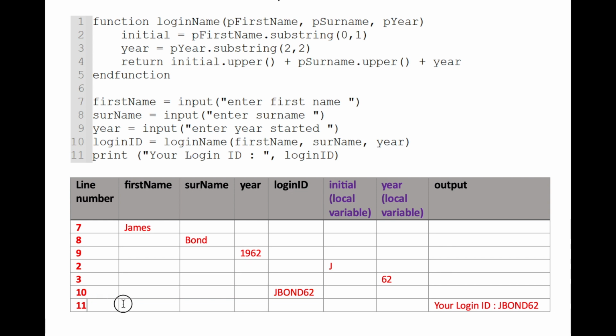In line 11, we have a print statement which prints out a string literal of your login ID, followed by the contents of the variable login ID. So you can see here we have our string literal, your login ID, plus the contents of the variable login ID.